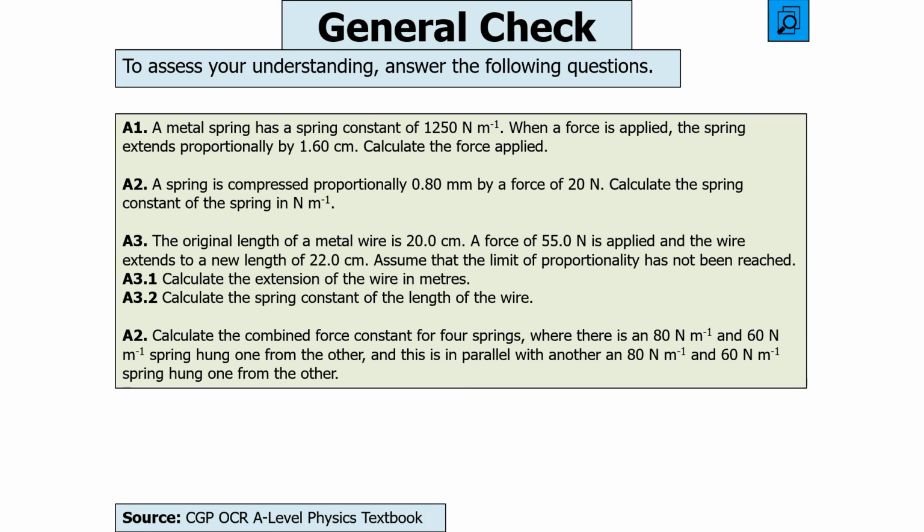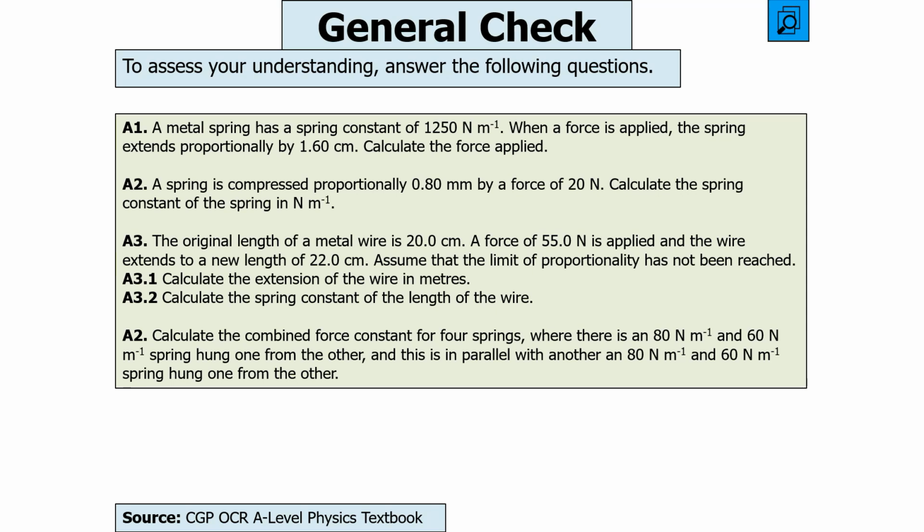Then the original length of a metal wire is 20 centimeters. A force of 55.0 newtons is applied and the wire extends to a new length of 22.0 centimeters. Assume that the limit of proportionality has not been reached. Calculate the extension of the wire in meters, and then calculate the spring constant of the wire.